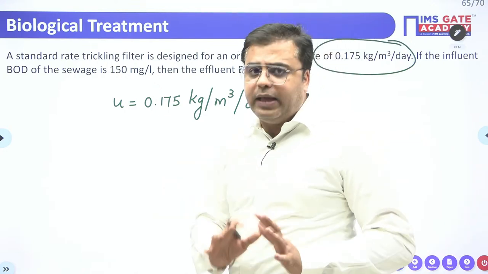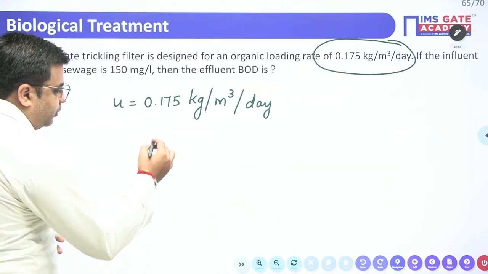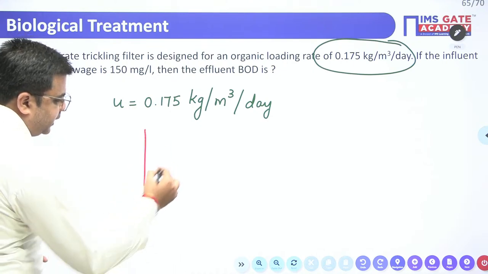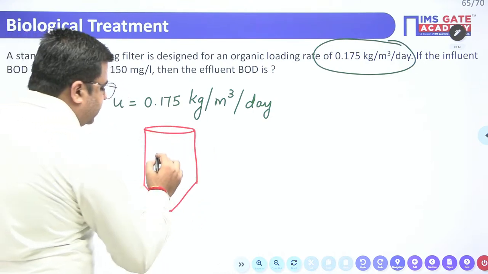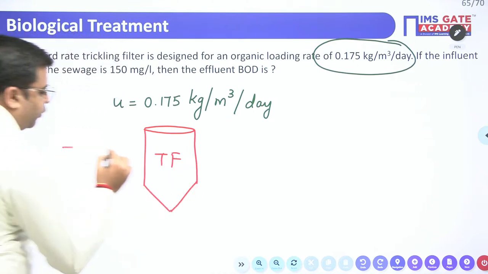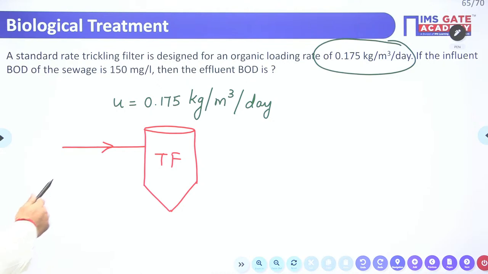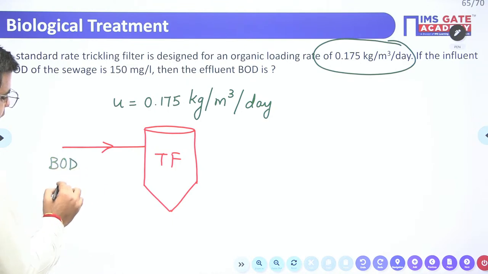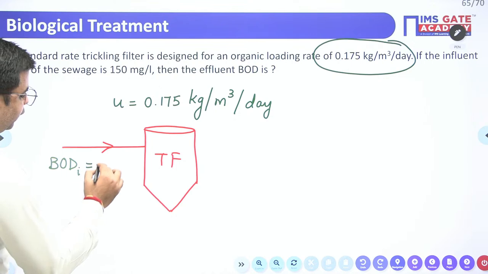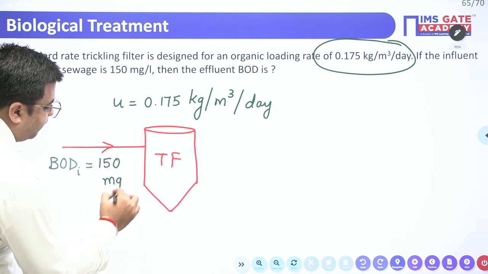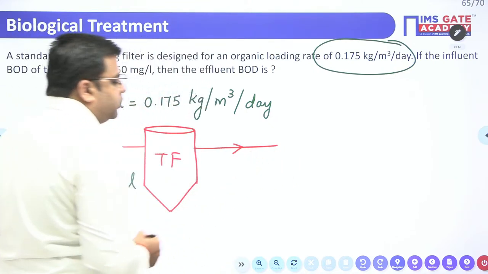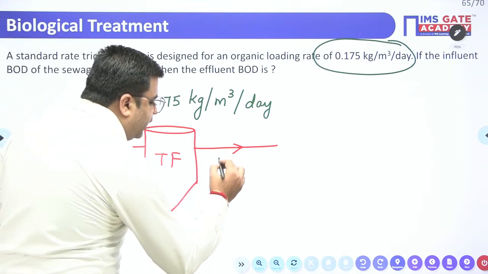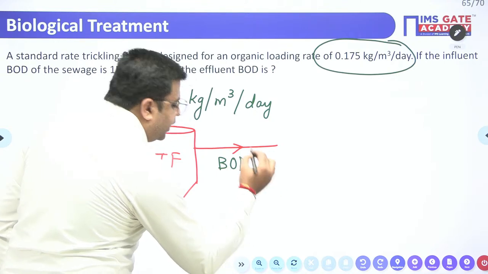Now this question may seem to be difficult, but this is one of the simplest questions if you know the formula for calculating the efficiency, right? So here you have a trickling filter like this. This is my trickling filter. In one end of the trickling filter, the wastewater is entering, and the BOD of this influent wastewater is 150 milligram per liter. After getting treated, this wastewater is coming out from the trickling filter like this, right? So you are asked to calculate the BOD of the effluent which is coming out.